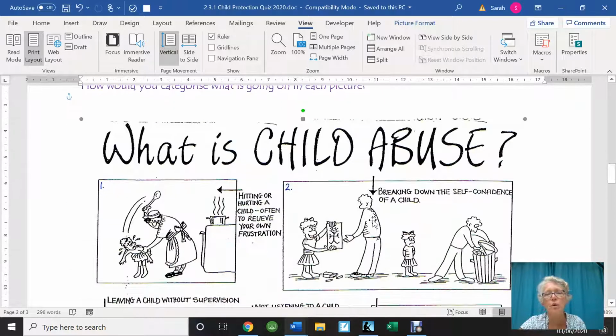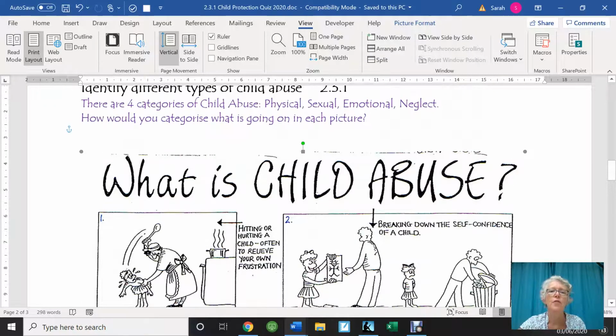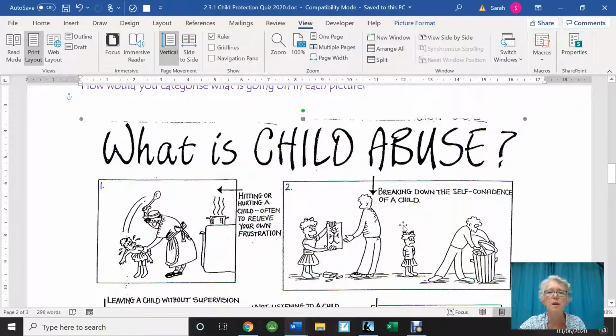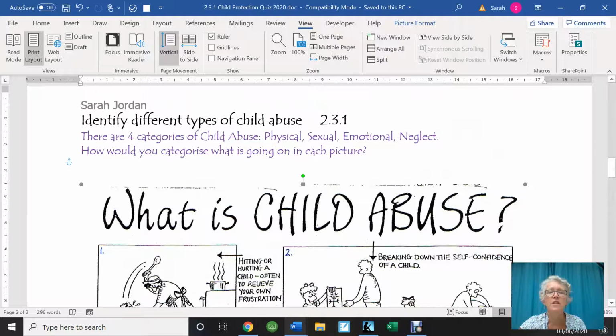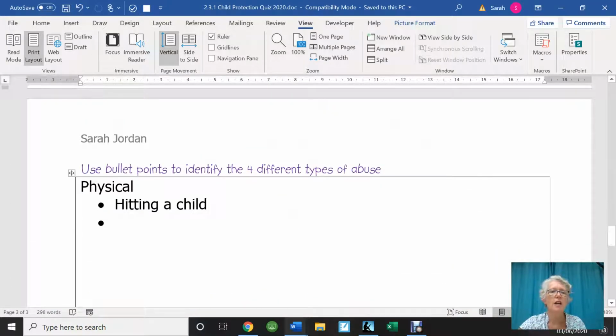I've put here a quiz for you. It's a bit humorous. I hope no one finds that offensive. It's just supposed to give you some little examples for the 4 different types. So if you wanted to, before you start writing your answers, you could decide whether each picture relates to physical, sexual, emotional abuse or neglect. And then when you've decided, I would like you please to use bullet points to identify the 4 different types of abuse.